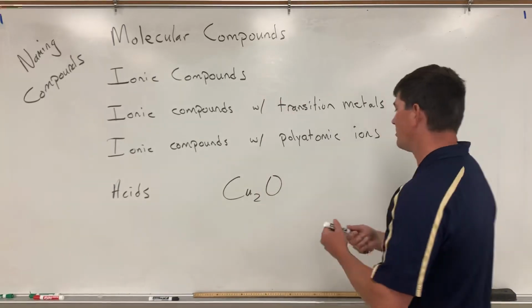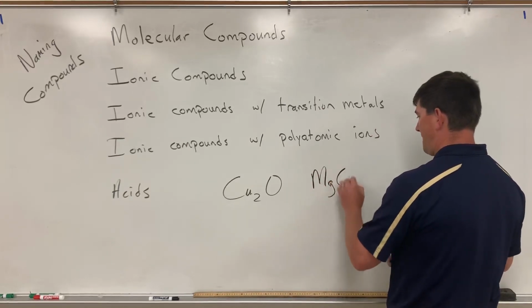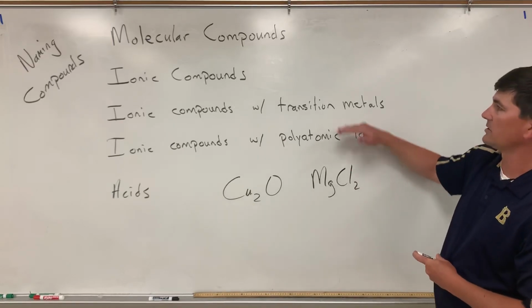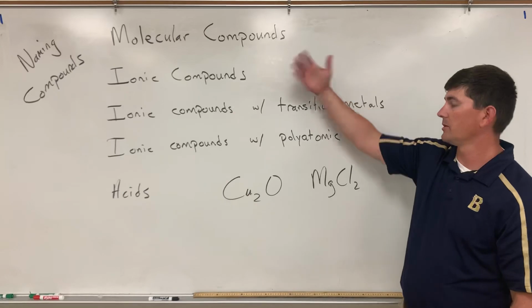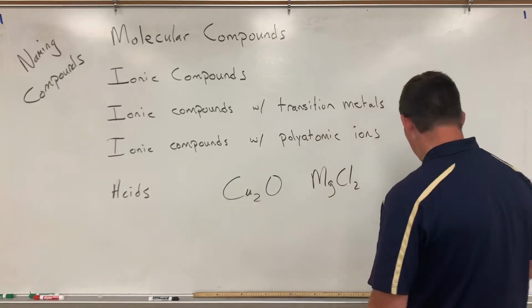The number itself is not necessarily a problem. We can have an ionic compound such as magnesium chloride. Just because there's a number there doesn't automatically mean it's a transition metal. This magnesium chloride would just be a basic ionic compound. It's not a transition metal, it's not a special metal. So just because there's a number there, that's not necessarily the problem.